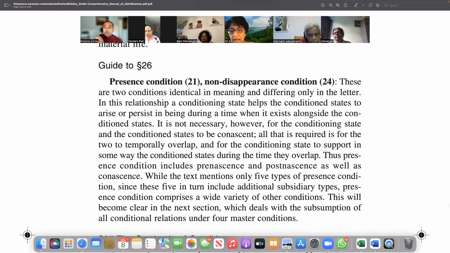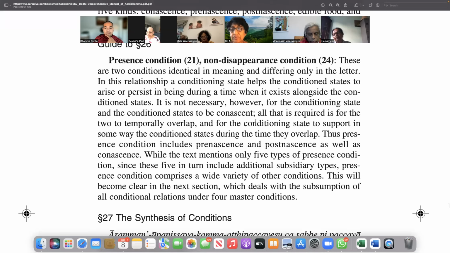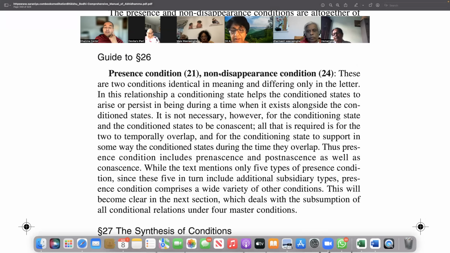Sorry, Bhante, I'm a bit confused. Which one are you reading now? Are you doing 23 or 22 or 21? No, 21 is 322. This guide to 26 is the present condition, the Atti one, which is 21. And the non-disappearing condition, the 24. So is that what we are reading? 24, Bhante? Yes, so it is together, isn't it? Okay. Yes, we are reading the Atti conditions and Avigata.